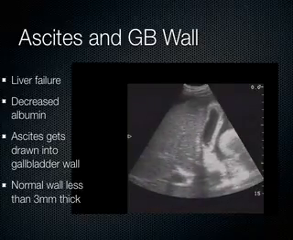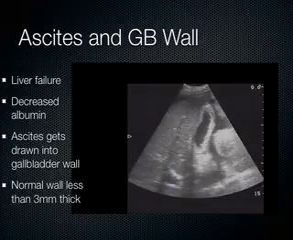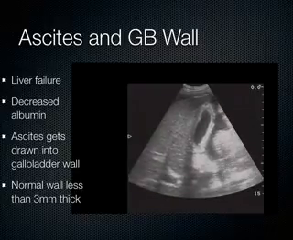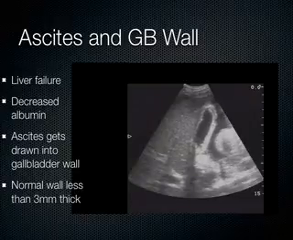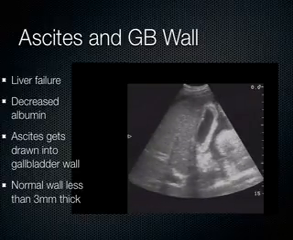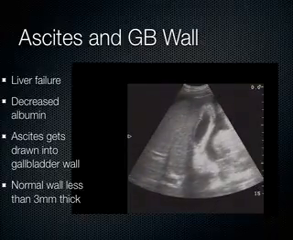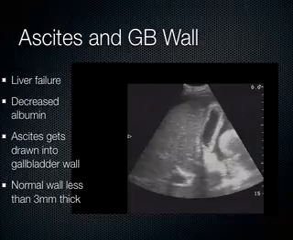Now, normally a gallbladder wall should be less than 3 millimeters. And if somebody has acute cholecystitis or an acutely inflamed gallbladder, then in an infectious situation, the gallbladder wall gets thicker than 3 millimeters. Certainly greater than 5 millimeters, the patient is likely going to the OR that day to have their gallbladder taken out. But ascites can also just cause the gallbladder wall to thicken.